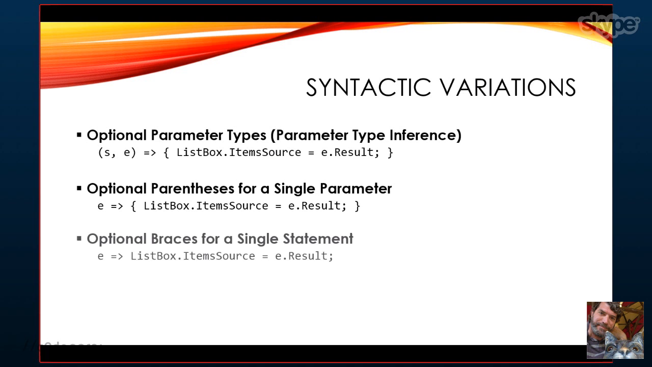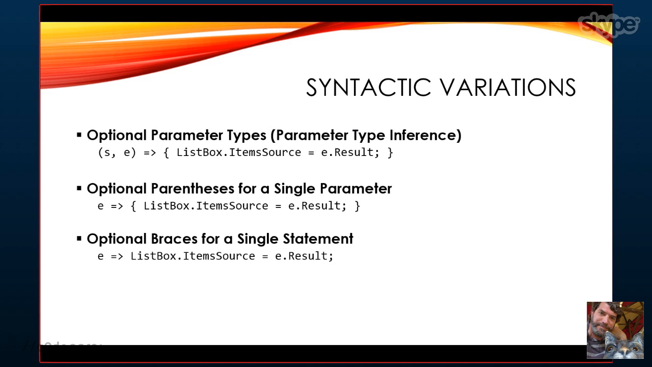Now, to make things even more compact, if we only have a single statement, we don't need curly braces around it. So, as we can imagine, if we combine all of these elements, the single letter parameter names, the parameter type inference where we don't have to put in the types, optional parentheses for single parameters, and optional braces for single statements, we can come up with a very, very compact syntax. But again, it's very difficult to walk up to that the first time because we're not quite sure what's going on here.